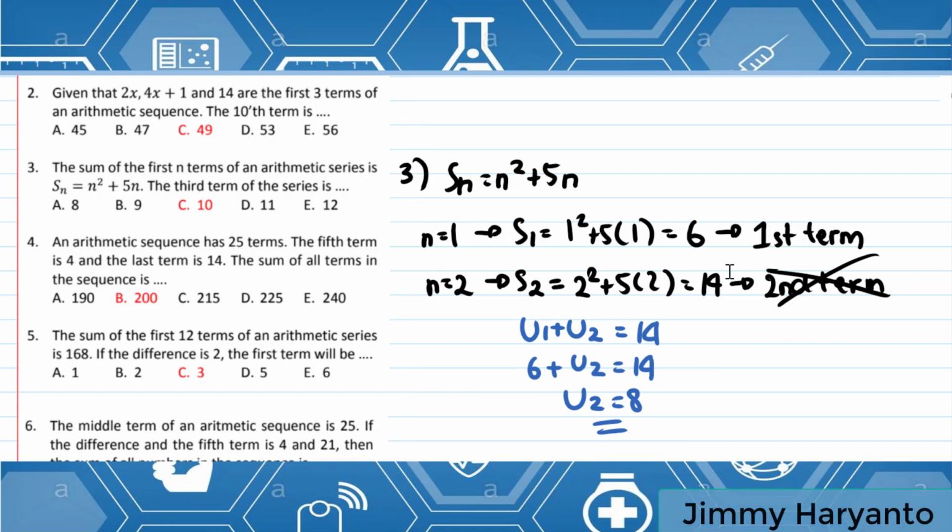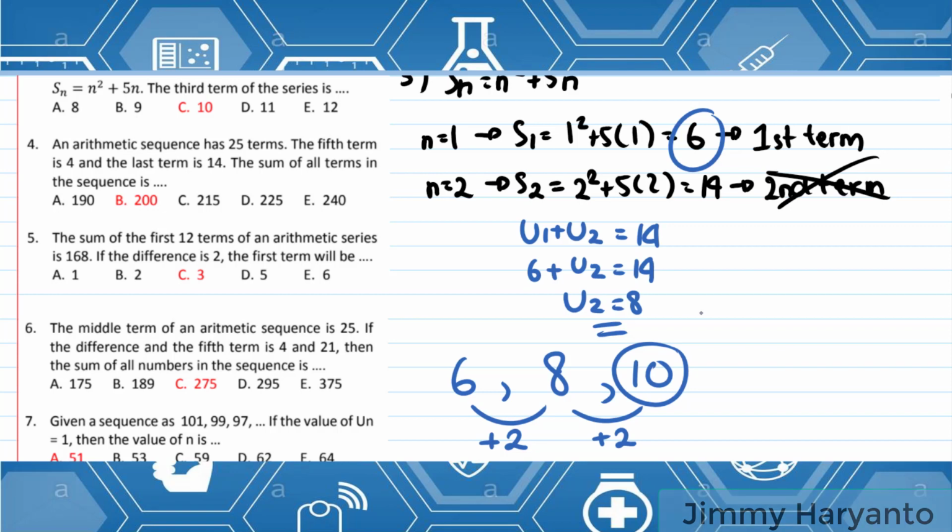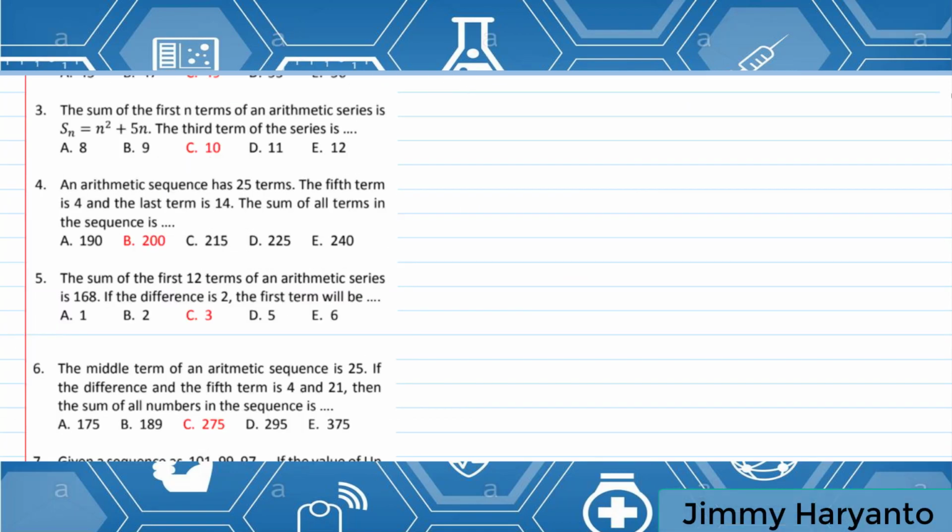The question is the third term. Okay, the first term is 6 from this one, and then the second term is 8. This is an arithmetic progression, so the difference will be 2. The second difference will also be 2. So the third term is 10. C.